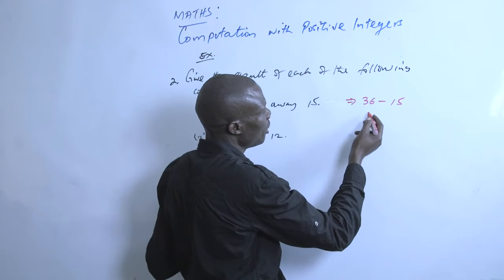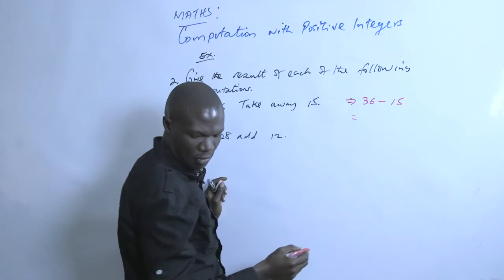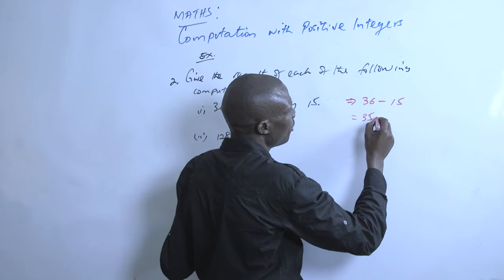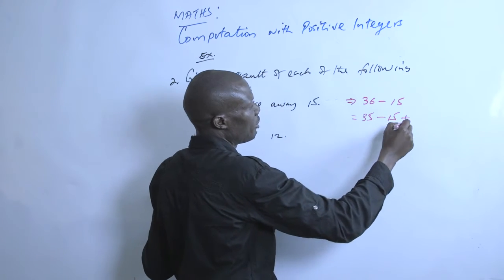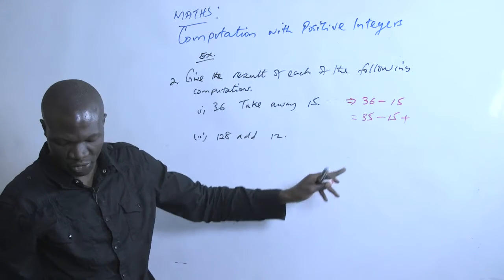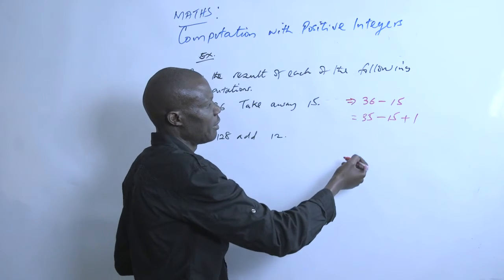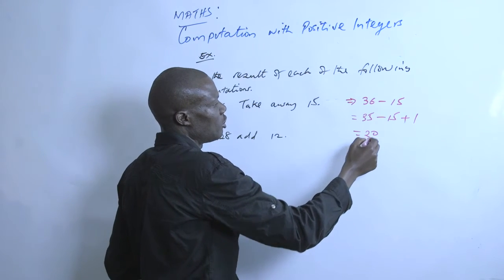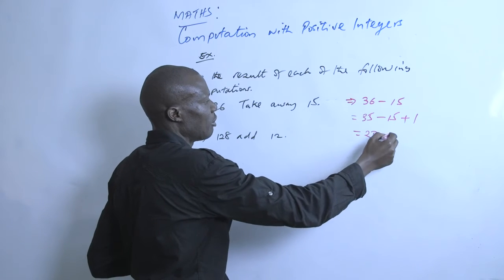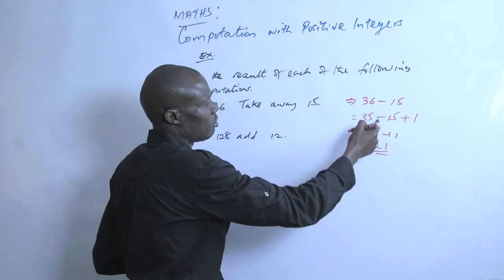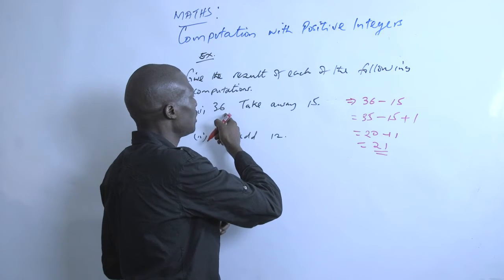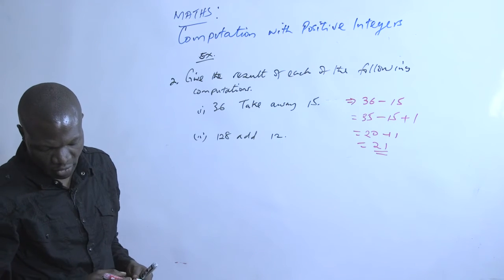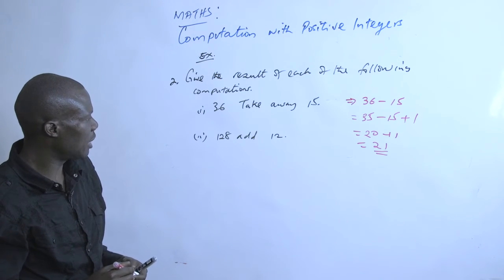For this particular case, we shall simply have it as follows by breaking it up. You can bring it to 35 minus 15. You realize that we have removed 1 to get that 5, so we bring that 1 back by adding. So when you subtract, this one here is easier, which gives us 20, and then you bring in 1, which gives us 21. So 36 take away 15, which is 36 minus 15, is actually 21.